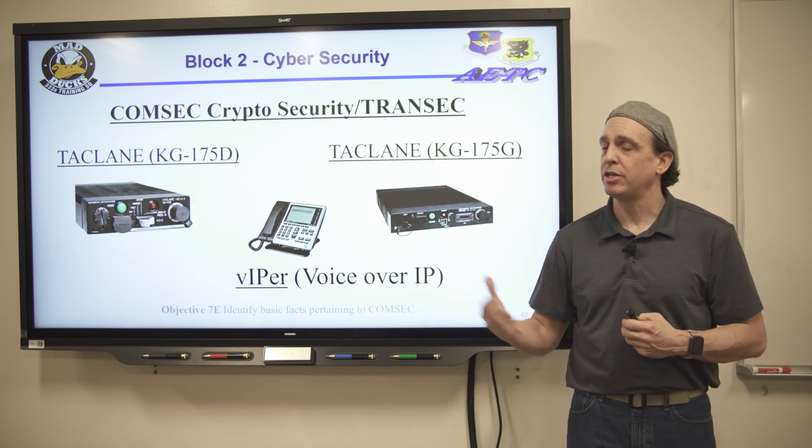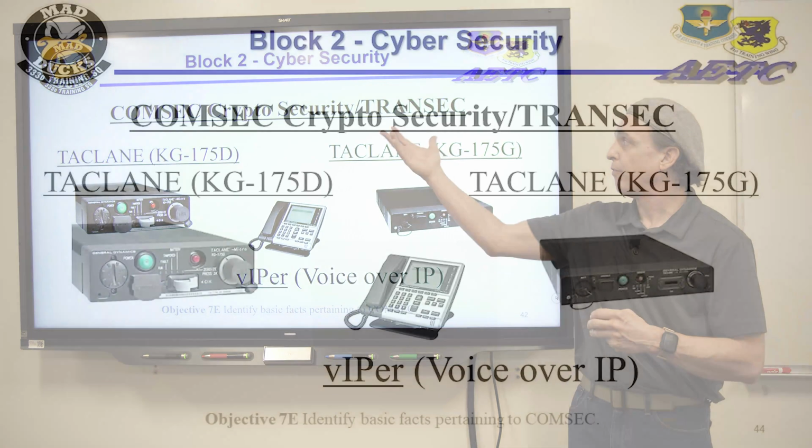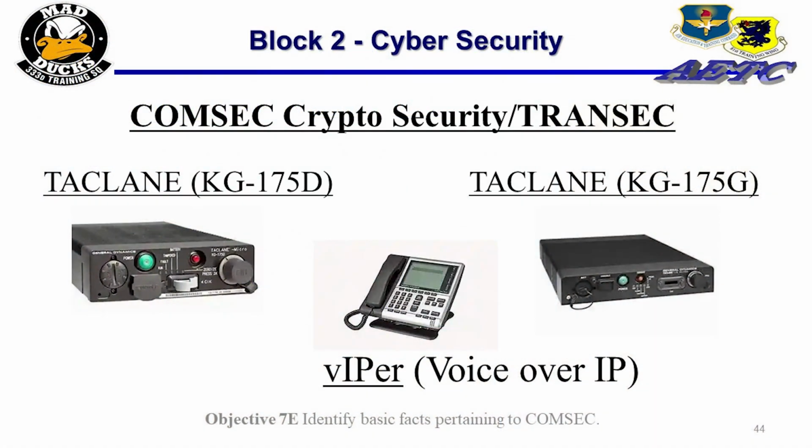So some devices that you'll see that we use for transmission security are TAC lanes and what's called a VIPR, a voice over IP phone. So TAC lanes are what we would use for data. You can take a laptop, we load a cryptographic key into the TAC lane, so a red signal comes in, a black signal goes out. In reverse, a black signal comes in, gets decrypted, and goes to that classified laptop.